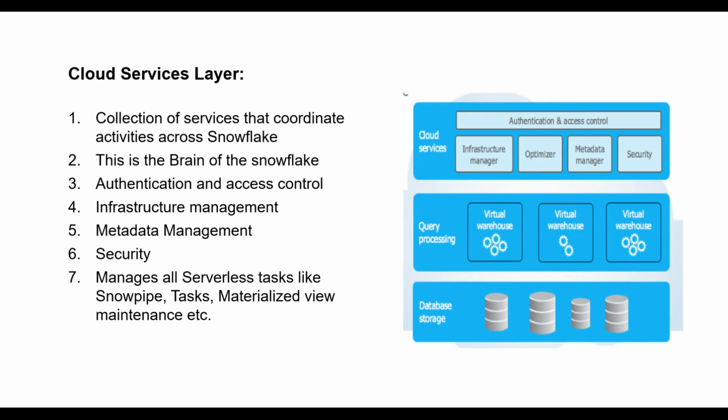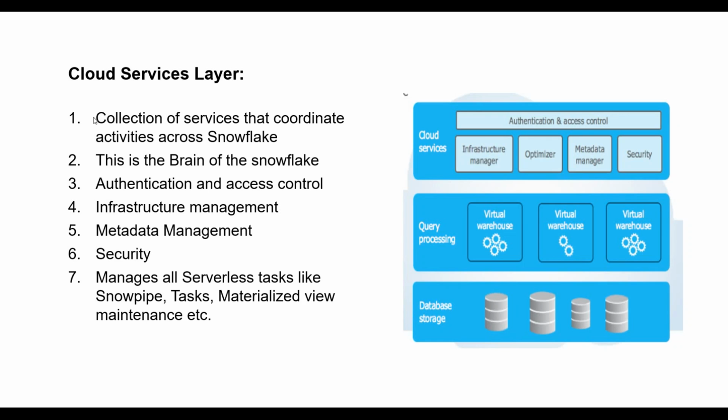Let's go to the cloud services layer, which is very important because this is the brain of our Snowflake. This cloud services layer is a collection of services that coordinate activities across Snowflake. It's like suppose we are humans, we have to do certain tasks every day, but you cannot directly do that, right? Your brain has to instruct: get up from sleep, take your brush, go to bath, take your breakfast, go to office. Those instructions will be processed by the cloud services layer only.